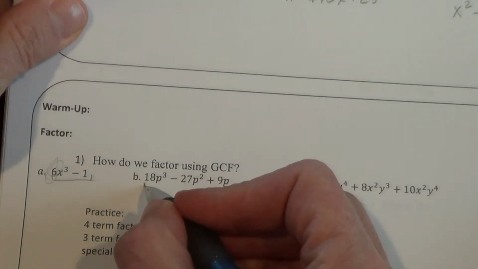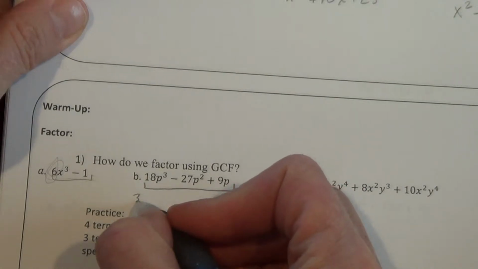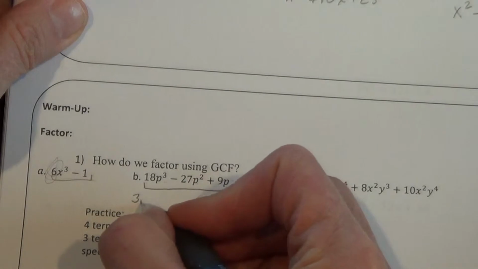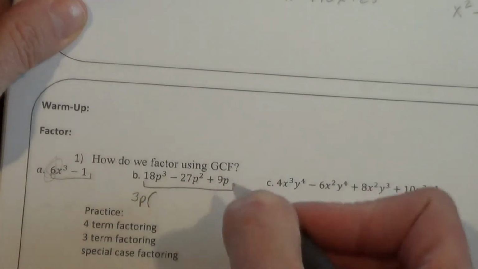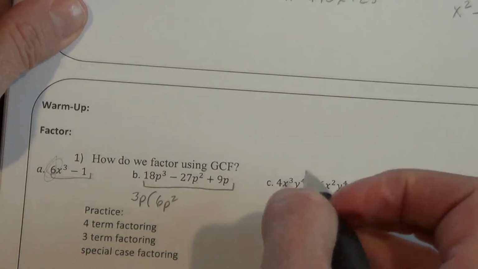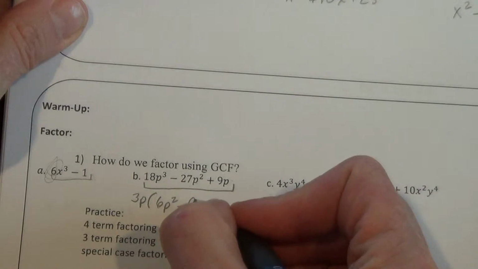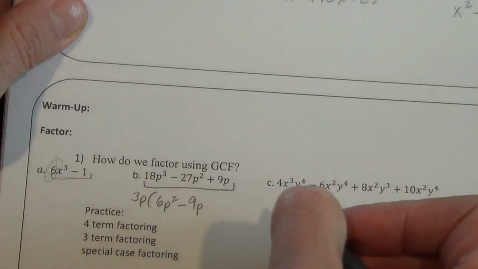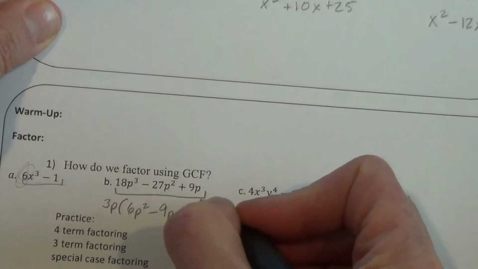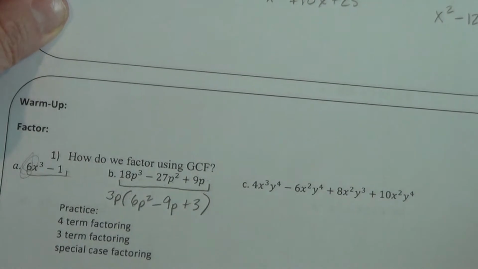In this middle one, we do have a common term. 3 would go into all of these, as well as we have a p with all of them, so you take p to the lowest exponent, which is 1. 3p times 6p squared gives you 18p cubed. 3p times negative 9p gives you negative 27p squared. And 3p times 3 will give you your last term. That's how you would use the GCF there.